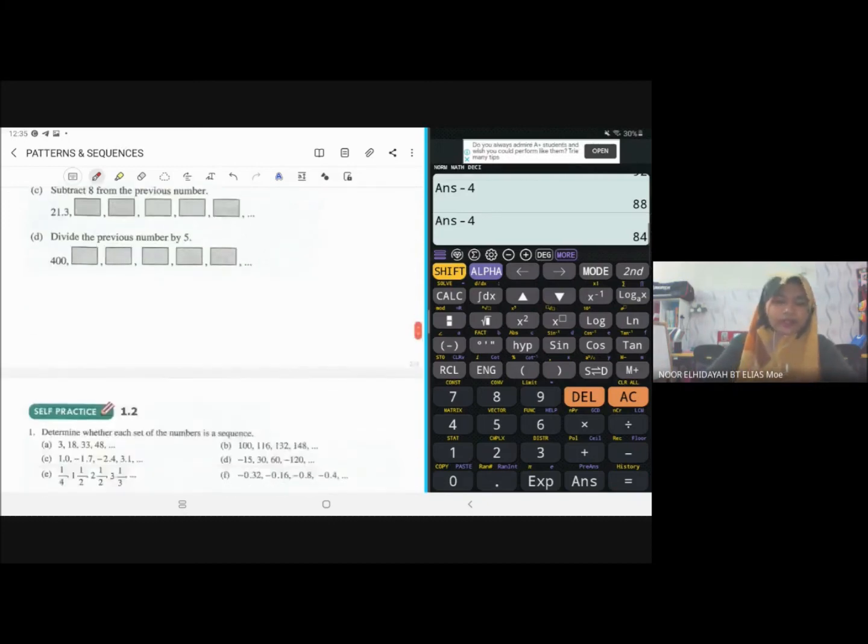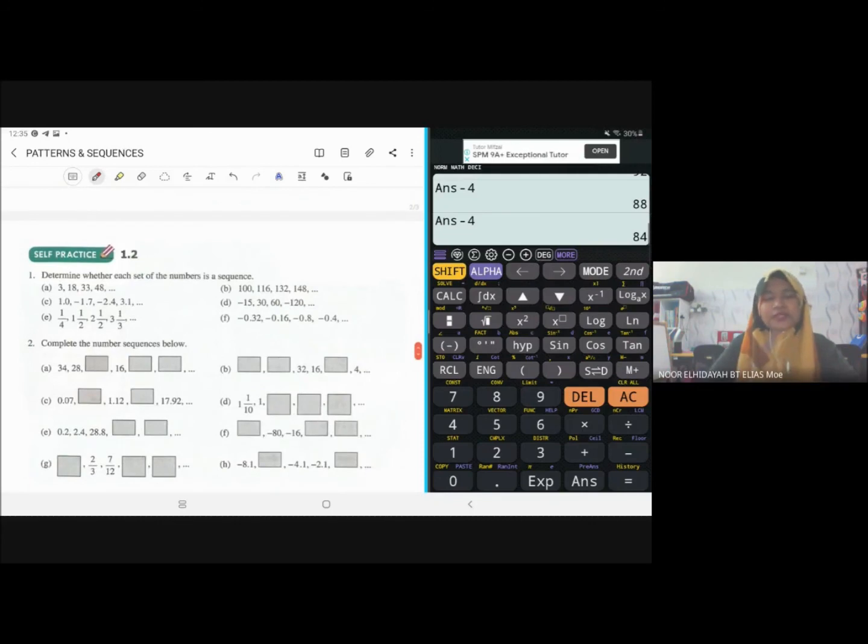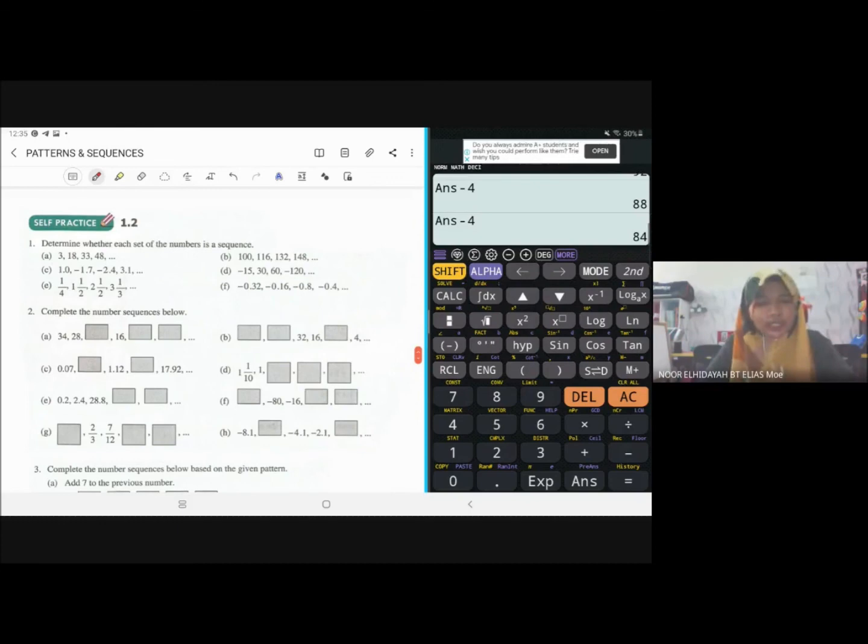Alright, itu sahaja untuk video kali ini. For further understanding about number sequence and patterns, try to do self practice 1.2. Remember mathematics, untuk kuasai matematik, you have to practice, practice and practice. Do more exercise for mathematics untuk kuasai konsep-konsep yang ada dalam matematik. So, see you in next video untuk 1.3.